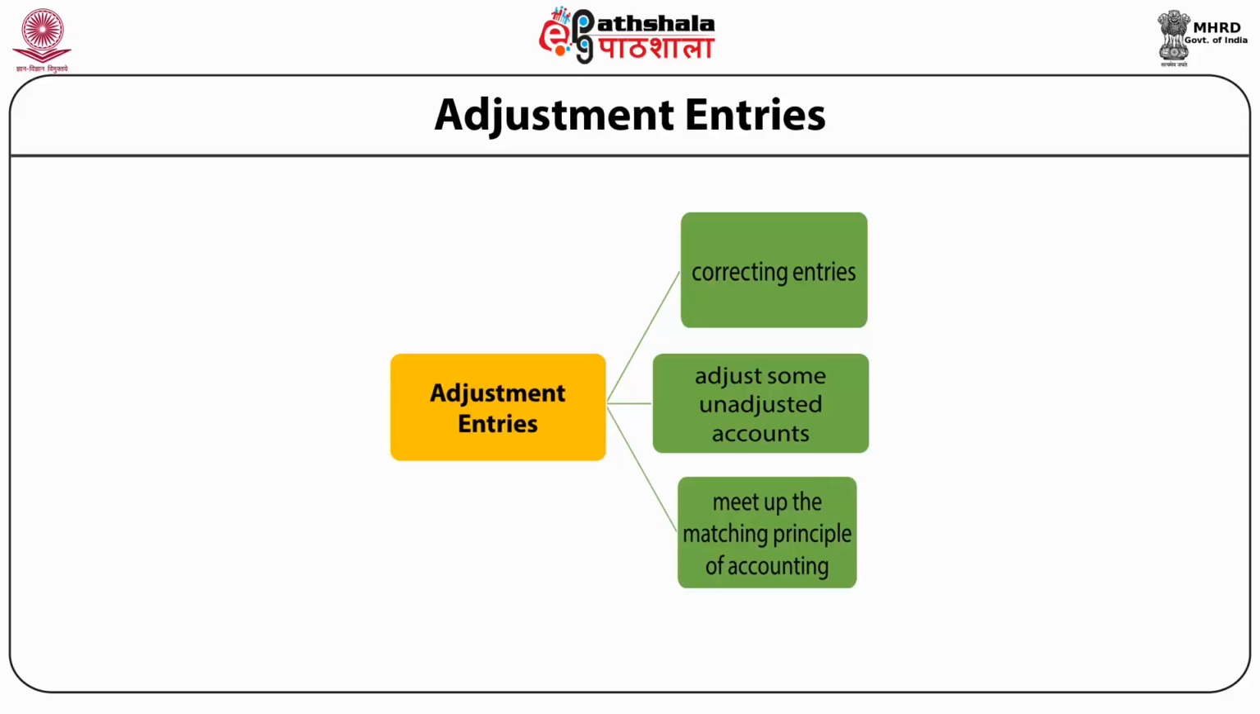The matching principle of accounting is the base of accounting, and according to this principle, revenue and expense of a particular period should be matched to get the correct, true and fair profit and loss of the business. So this figure explains the meaning and nature of adjustment entries. These are the correcting entries. These are helpful in adjusting the unadjusted accounts. Further, they meet the matching principle of accounting.